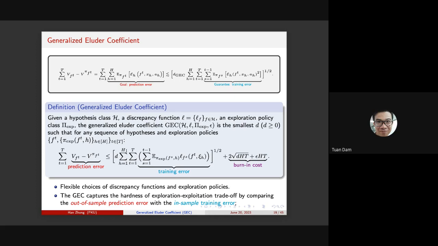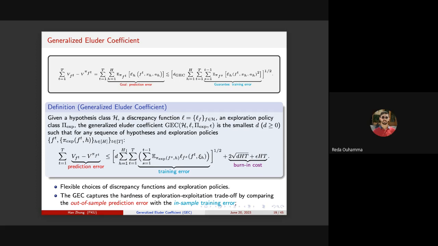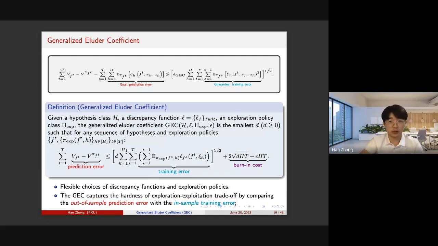Yeah, we focus on the finite horizon problem, and here the H is a constant. And I think the question was more about whether the generalized Eluder dimension could depend on T and H. Oh yeah, it can depend on T and H. Maybe, for example, the GEC can be H times log T or something.